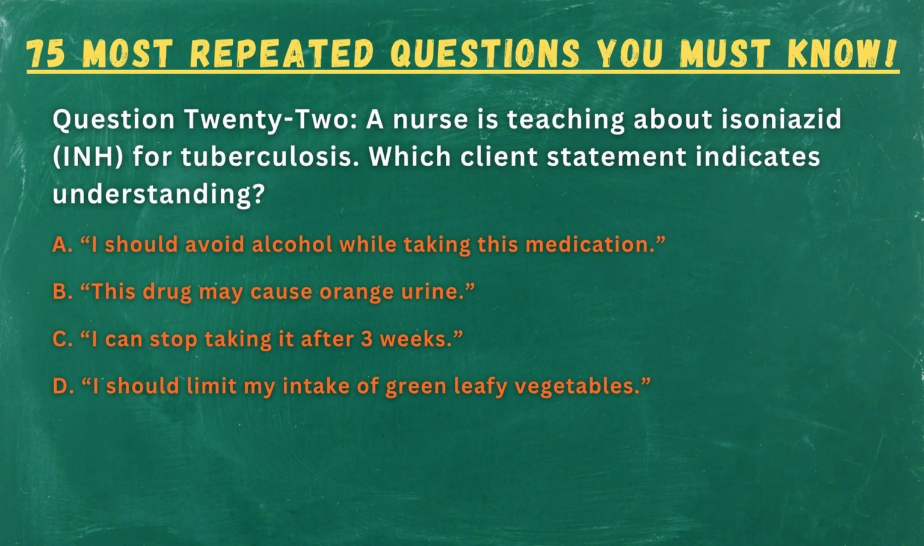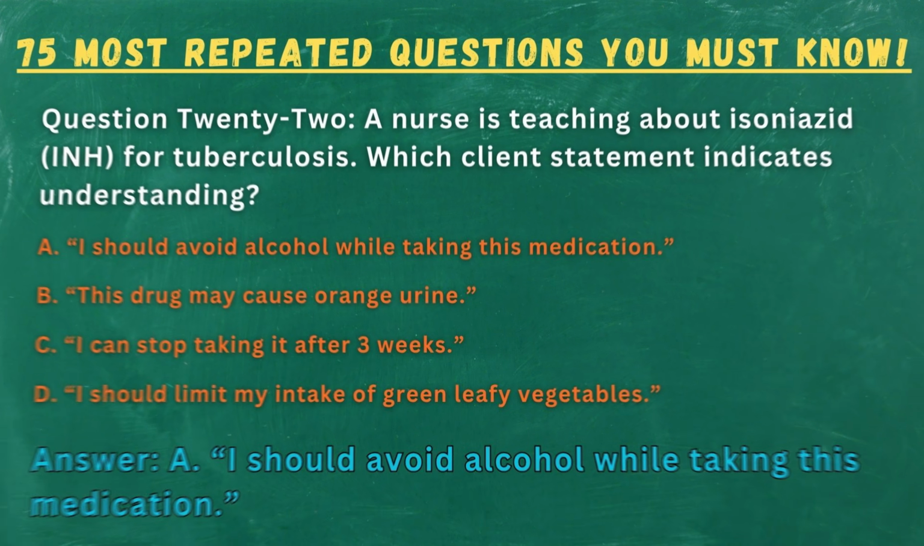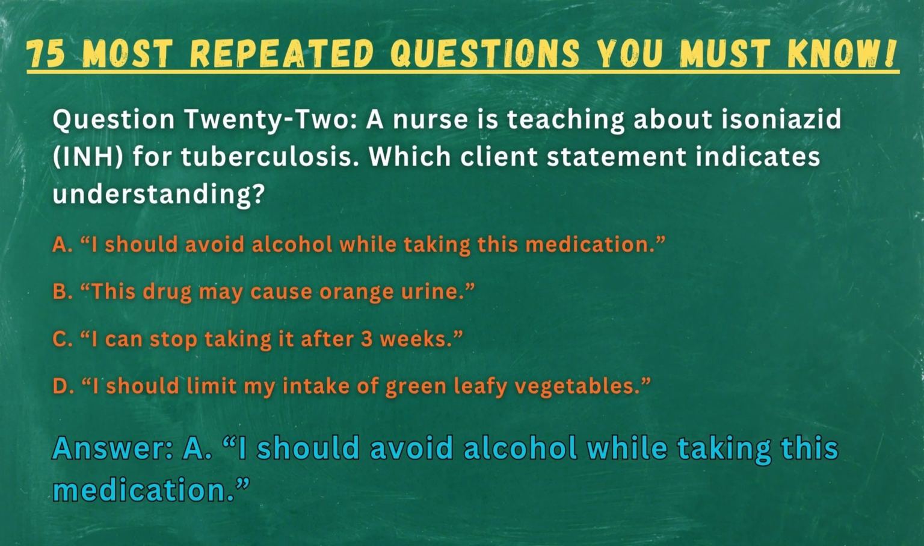Question 22. A nurse is teaching about isoniazid (INH) for tuberculosis. Which client statement indicates understanding? A. I should avoid alcohol while taking this medication. B. This drug may cause orange urine. C. I can stop taking it after 3 weeks. D. I should limit my intake of green leafy vegetables. Answer: A. I should avoid alcohol while taking this medication.